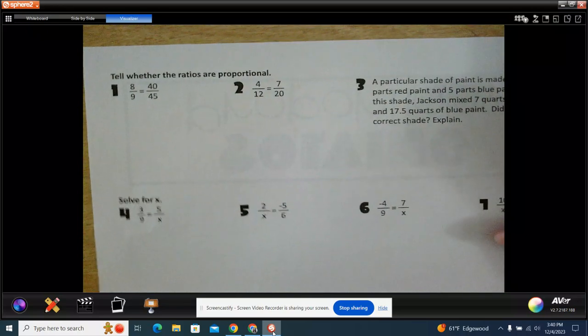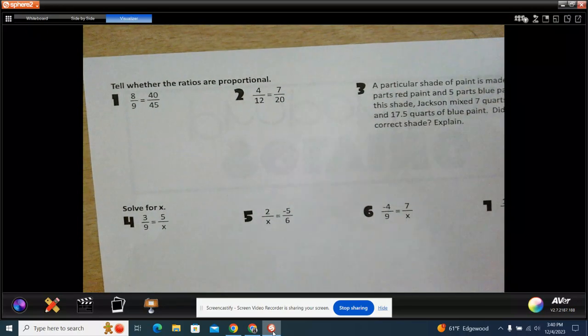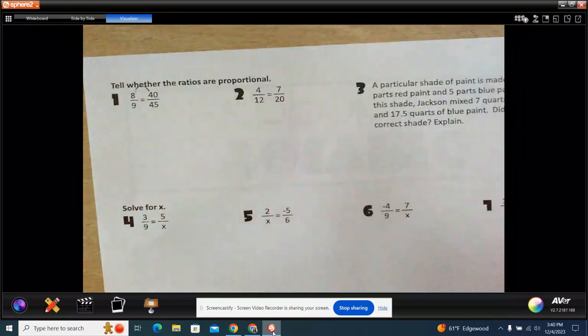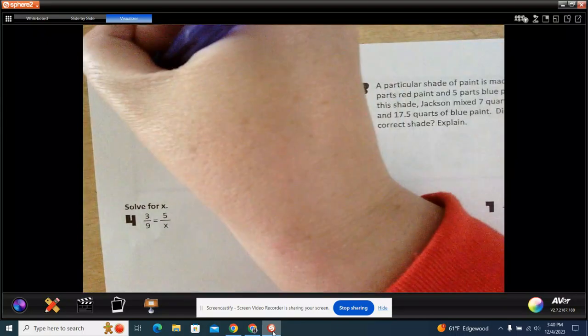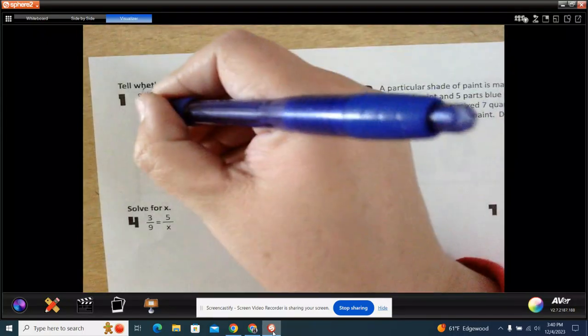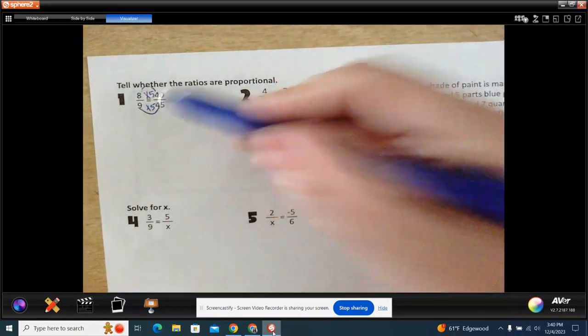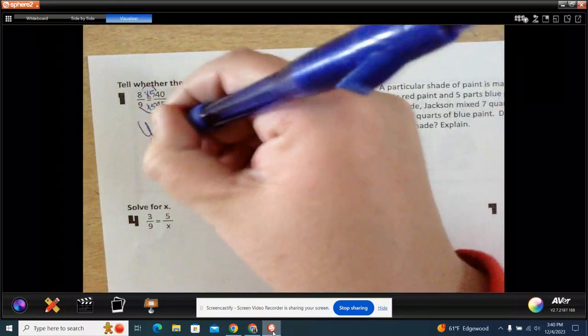All right, today we're going to look at proportion. So first we're going to determine if two ratios are proportional. A couple different ways to look at this. We can look from numerator to numerator. So 8 to 40 is times 5. 9 to 45 is times 5. So if they're multiplying by the same number, then it is proportional.